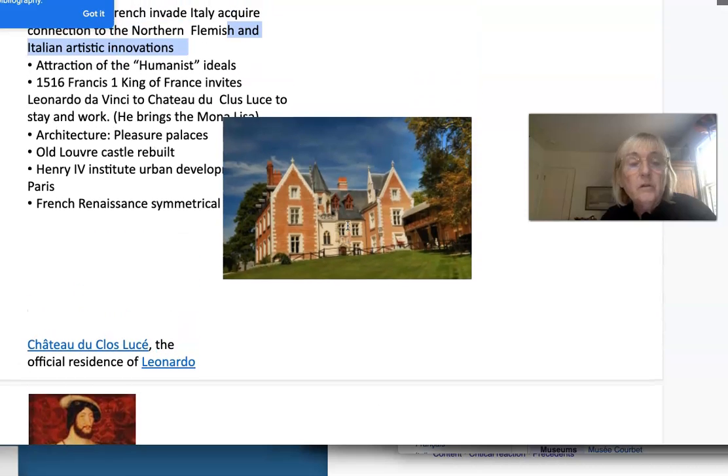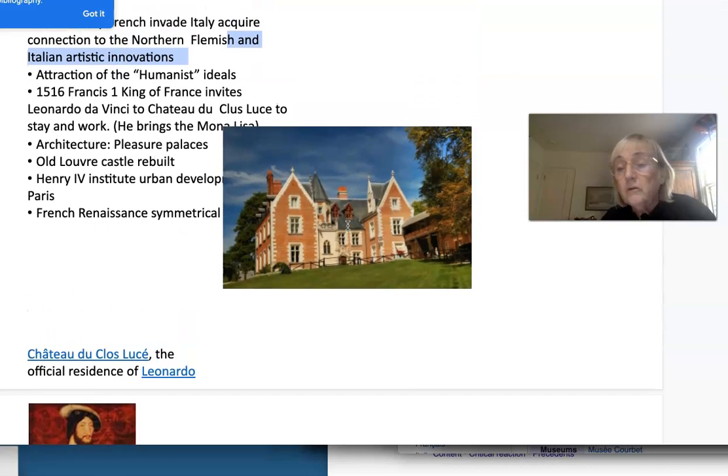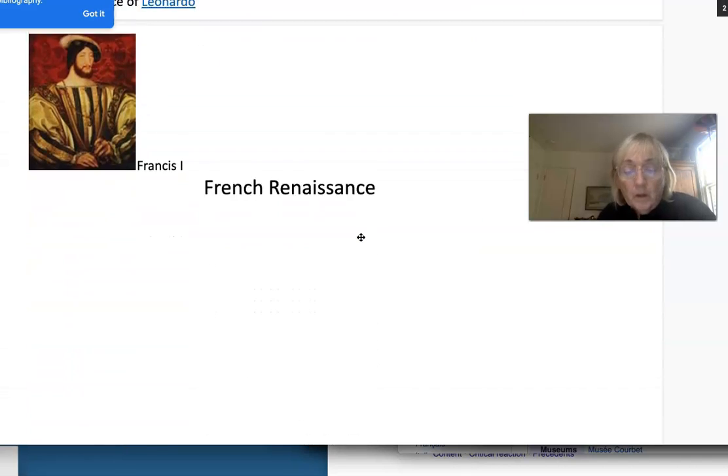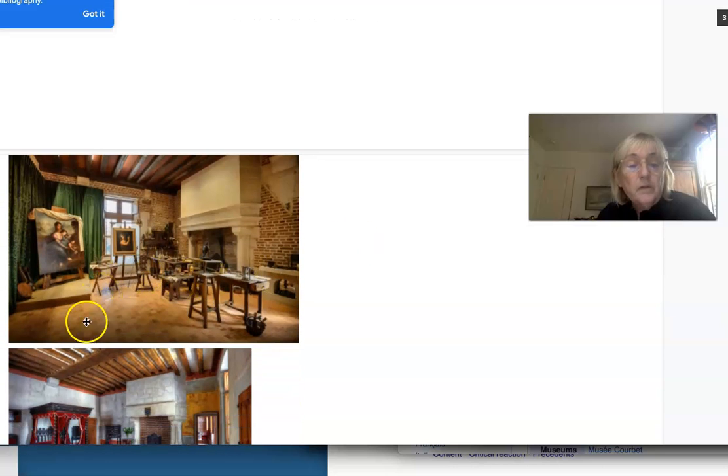This happens to be the chateau given to Leonardo da Vinci at the last years of his life. He went to live with King Francis I over in France, gave him a home, and he brought the Mona Lisa with him and kept it late in his life in this particular chateau. So this is a little bit of the interior of where Da Vinci lived.